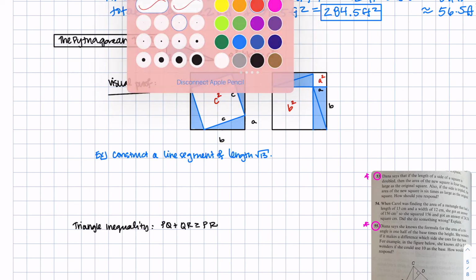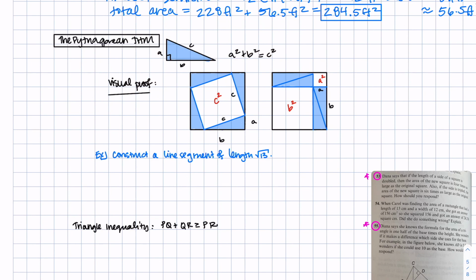And so this is my visual proof that the area of this white square here is c squared, and of these two squares here is a squared plus b squared. They should be exactly the same because all I did was move around the location of those blue triangles of the same size. Great.